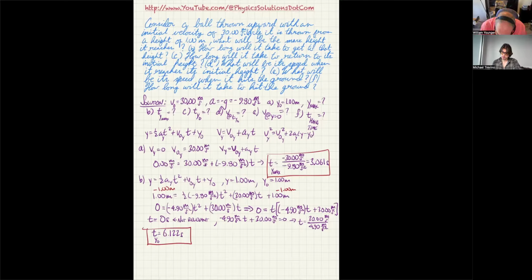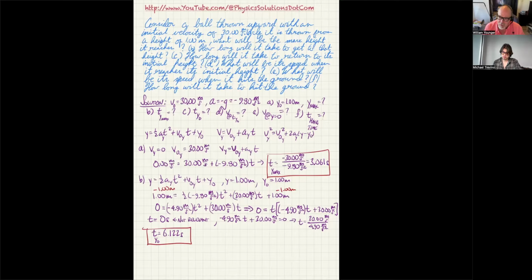Now, for part C, we're asked specifically to find the velocity that it has when it reaches that initial height. So now that we know the time, we can actually use that with that other equation that we use for the velocity to find what the velocity is at that particular time. Now, that's requiring us to use an equation that we know, and that's fine, but it's also requiring us to use a result that we just calculated.